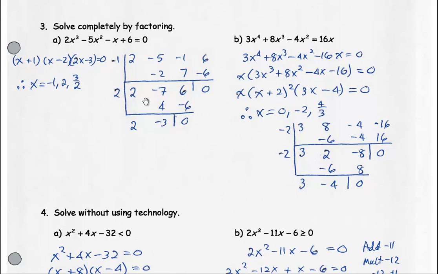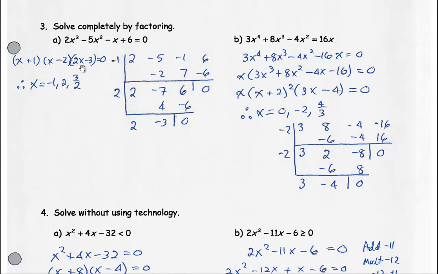The 2 also looks like it works, so I'm going to do 2 here next. So bring this 2 down. 2 times 2 is 4. Add the 4 to the -7, you get -3. -3 times 2 is -6, and once again 6 and -6 add to 0, so the remainder is 0. So x plus 1 is a factor, x minus 2 would be a factor, and 2x minus 3 is the other factor. So that's what this cubic factors into.